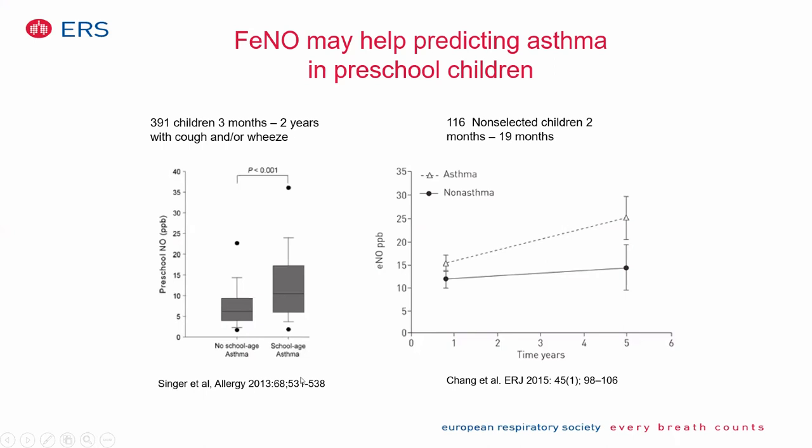This has been nicely illustrated by the study of Florian Singer a few years ago in preschool children with cough or wheeze. In these children that have not developed asthma later, FeNO levels were normal, and in those who have developed asthma, FeNO levels were higher. Of course, it's not discriminative. There is a huge overlap between the two groups, but it can help. The same with non-selected children here.